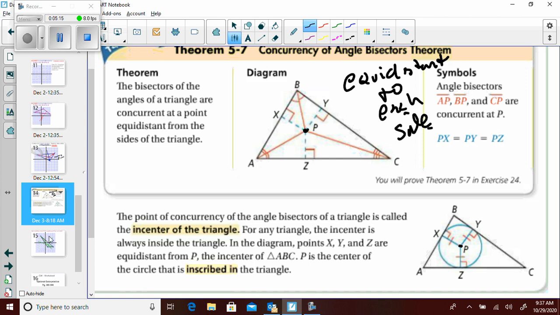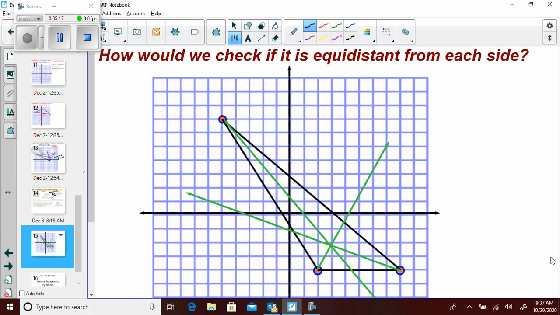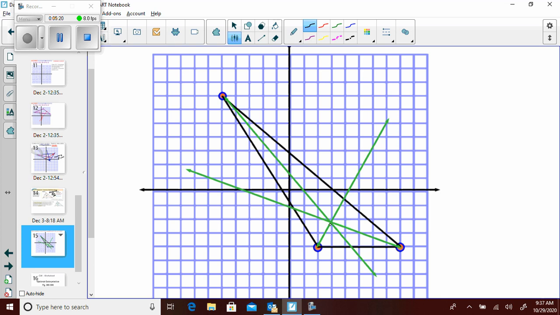Well, let's review. How would you show it's equidistant from each side? So if this is our point, what would I have to do? How would I find the distance from this point here to this side? Anybody remember? Perfect, yes. You drop a perpendicular. So we would drop a perpendicular from here. We would drop a perpendicular from here. That's not perpendicular. Should have put out a protractor, but we're just estimating for right here, so probably about right there. You would drop your perpendiculars.